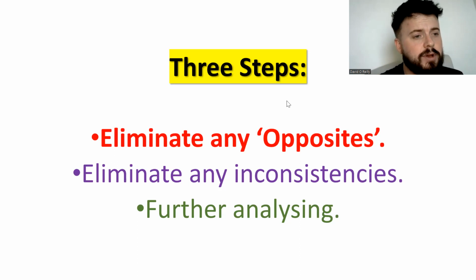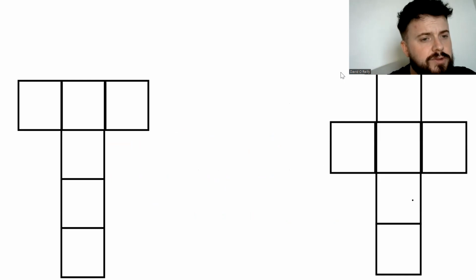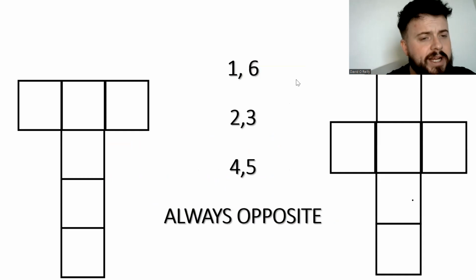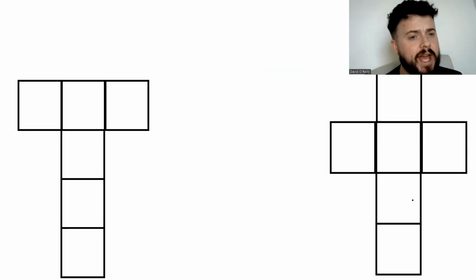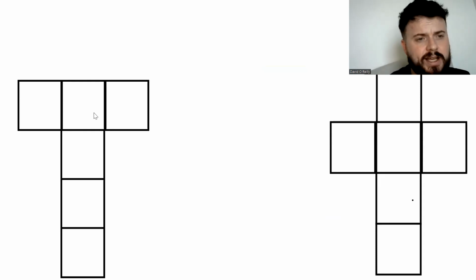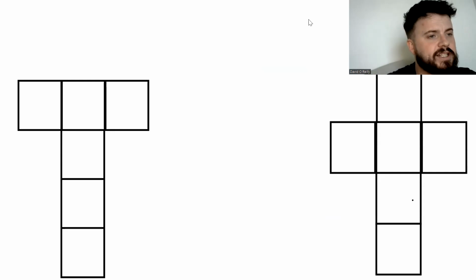Before we talk about the steps, I'm just going to show you 2 types of nets. So we've got the net on the left and the net on the right. These 2 net types are the most frequently used net types in exams. These are the ones we want to get used to. So we've got this net type, which is like a capital T, and this net type, which is like a lowercase t.